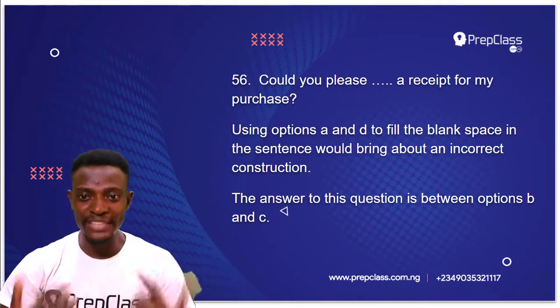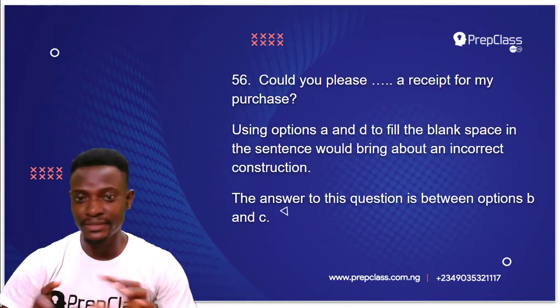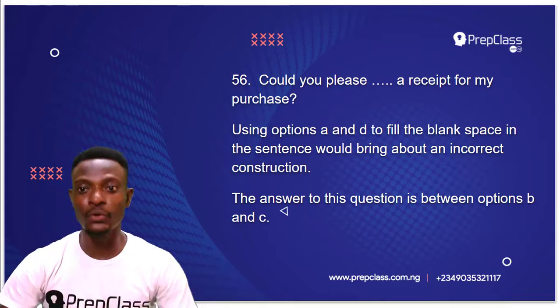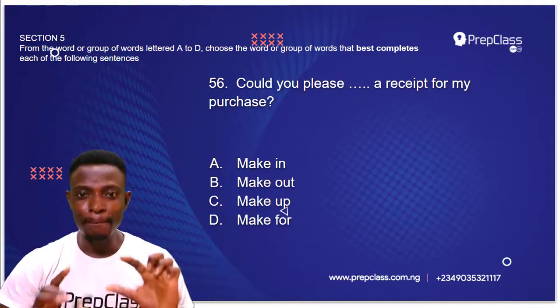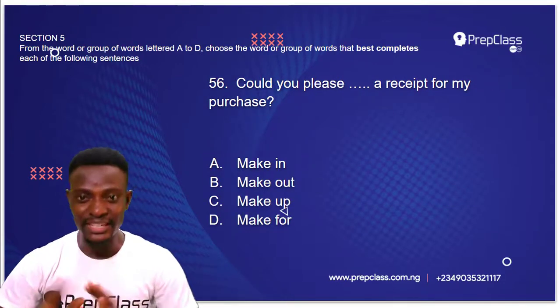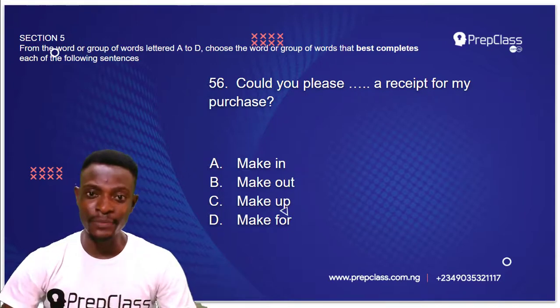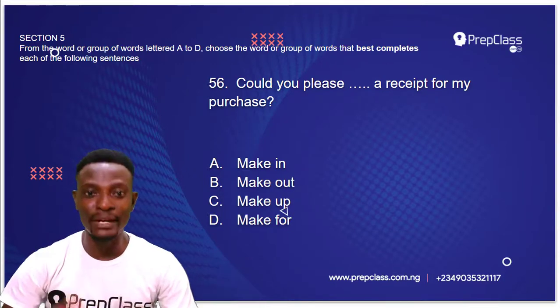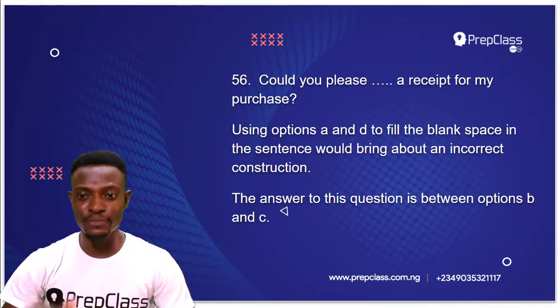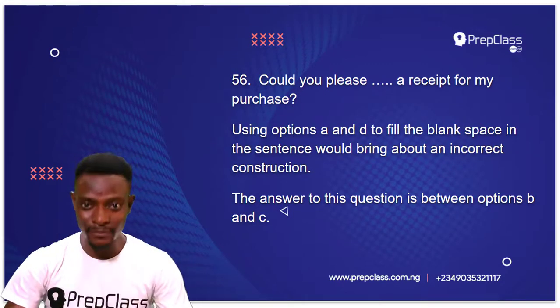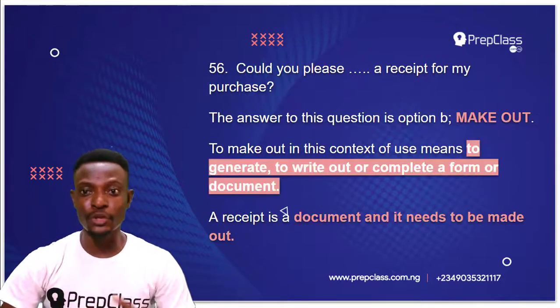Now, using options A and D to fill the blank space in the sentence would bring about an incorrect construction. Now let's try that. Option A. Could you please make in a receipt for my purchase? And that is a wrong construction. Option D. Could you please make for a receipt for my purchase? That is another wrong construction. So the answer to this question is between options B and C. The answer to this question is option B.